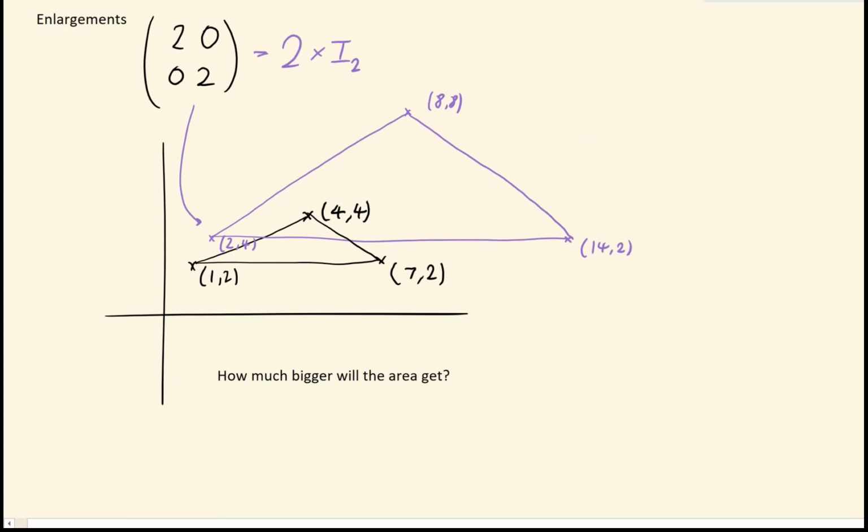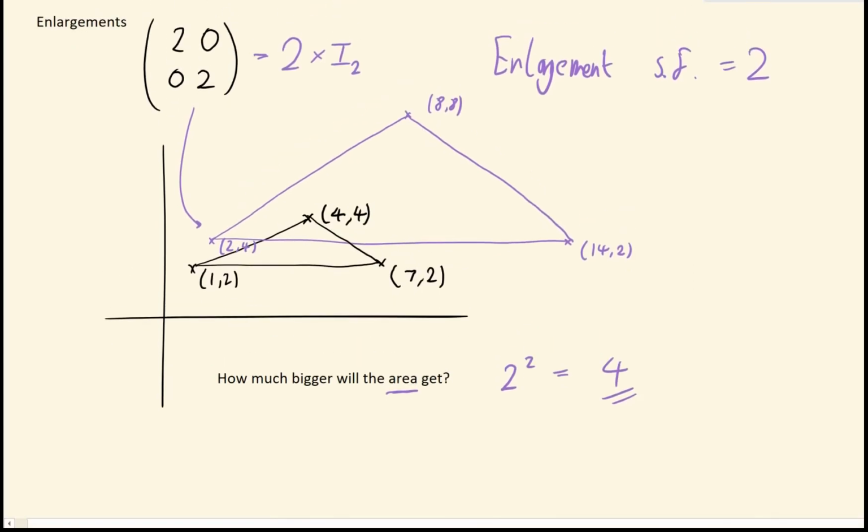The key question here is how much bigger will the area get? So here we have an enlargement of scale factor 2. That is basically your length scale factor. And if you want to work out the area scale factor, it is your length scale factor squared. So the area gets bigger by 2 squared, so the area gets 4 times as big. That's basically because the length has got twice as big, and so is the height.